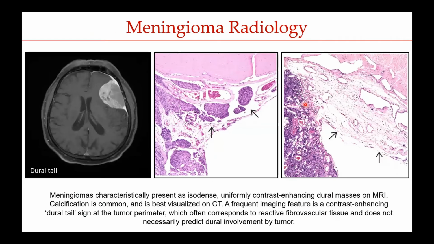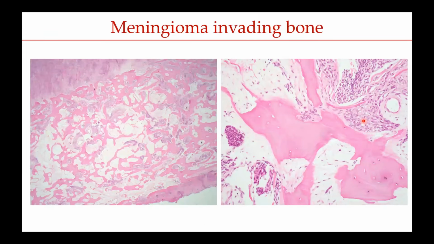The other classic characteristic of meningiomas in terms of the radiology is the dural tail, as you can see here. When those are examined histologically, occasionally you will find meningioma cells and sometimes just reactive fibrovascular tissue. So it's a combination of these two types of findings in that dural tail.